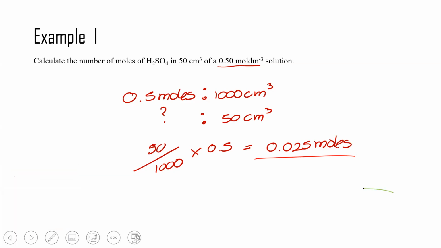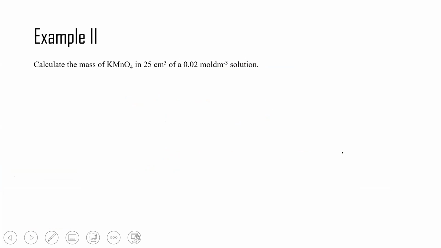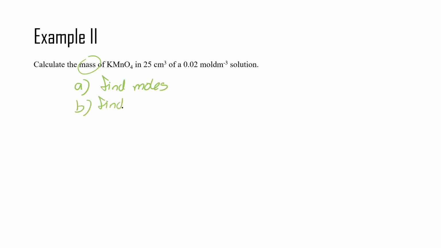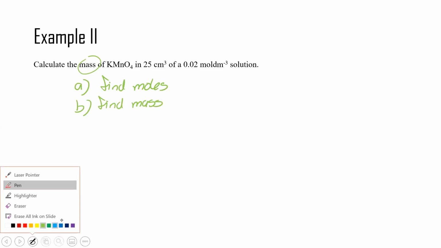Okay, we can go to example number 2. Calculate the mass of KMnO4 in 25 centimeters cubed of 0.02 moles per decimeter cubed solution. So here we are required to find the mass. But to find the mass, the first thing we need to do is to find the moles. So we have 2 steps: A, find moles, B, find mass.